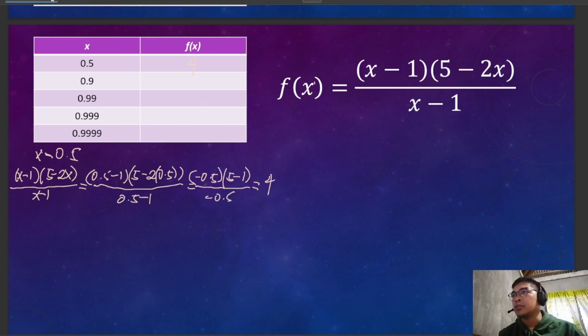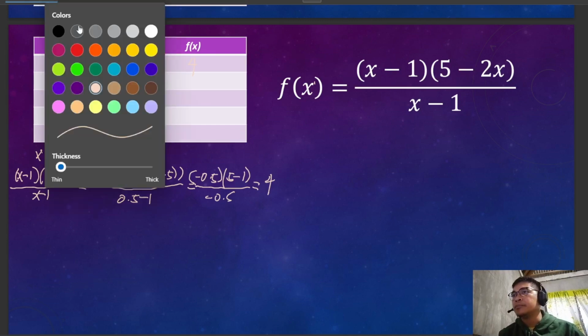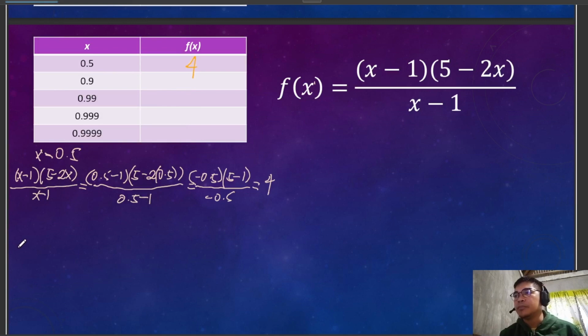Change natin ng color. Ganun. Ayan. In x, 0.9, our x is equal to 0.9. So using the given, x minus 1 times 5 minus 2x over x minus 1. Substitute lang. 0.9. Okay. Erase na to.